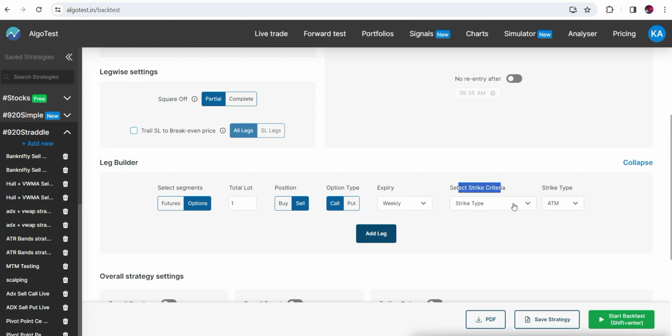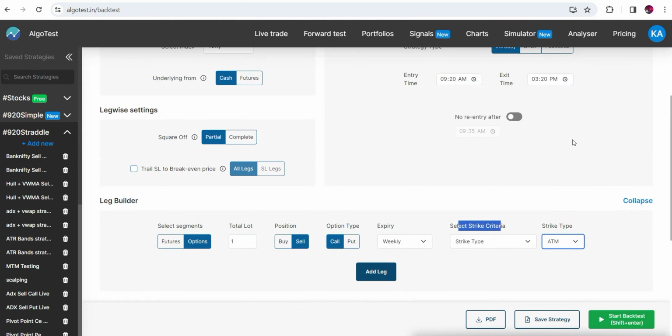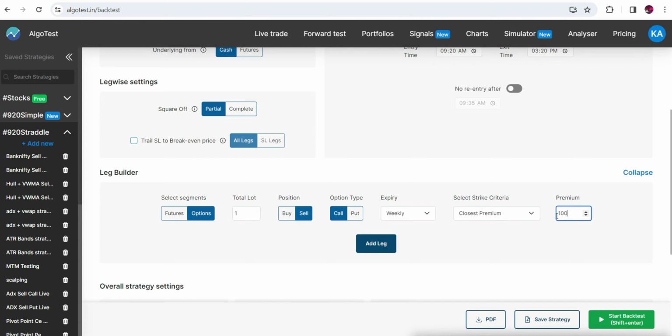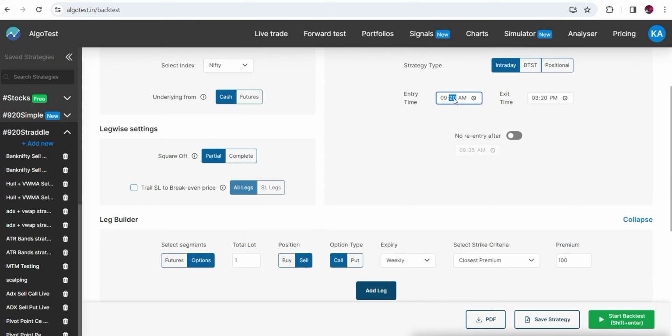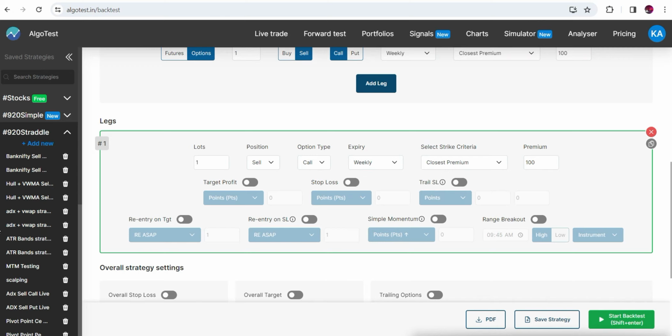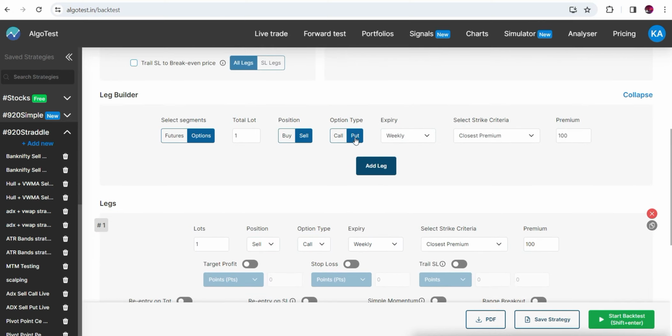Here is the option to select strike. We will select closest premium here, because in strike type you can select at the money strike, OTM strike or whatever strike. Normally it will select the strike at morning 9:20, but we will select closest premium and 100 premium. It means it will select a strike whose premium is 100 rupees at morning 9:20. That is our entry timing. Then we will add the leg. Similarly, we will add a put leg also. We will click on add leg.